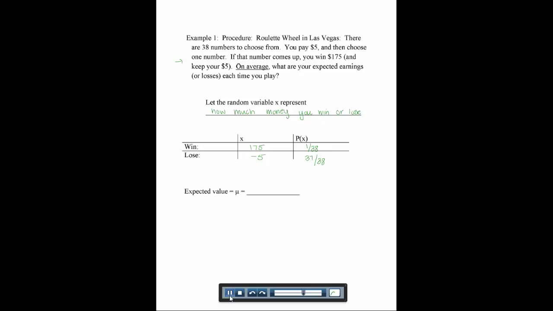So we're going to take our x times our p of x, so 175 times 1 over 38 plus negative 5 times 37 over 38. Okay, and if you put that in, you end up getting negative 0.26. So what this means is on average, you lose 26 cents per game. Now, this might be a little confusing to you because you can't lose 26 cents, you can only lose $5. But an average means if you did this many, many times, if you played 100 times, then overall, your expected loss would be about 26 cents per game. So that means if you played 100 times, you would expect to lose about $26, or 100 times the 26 cents.